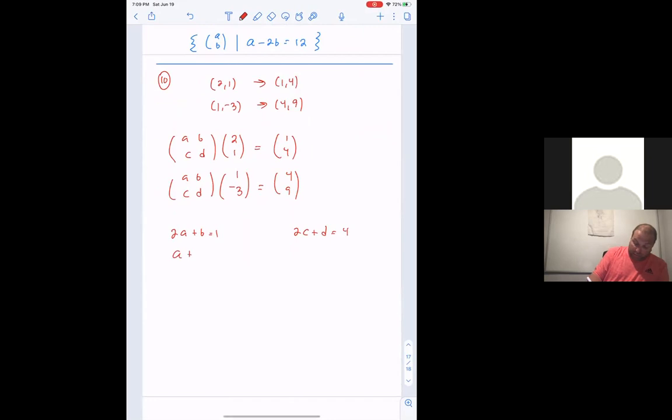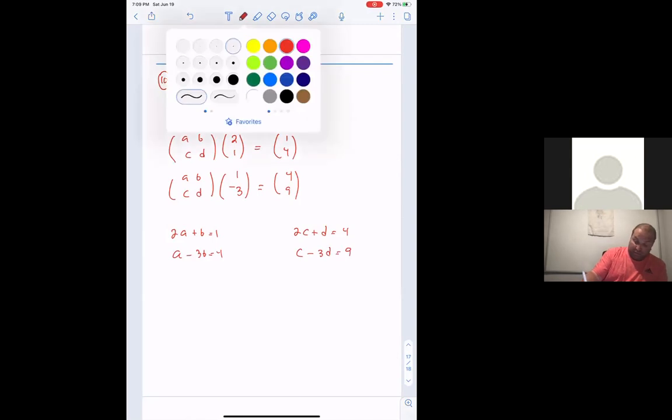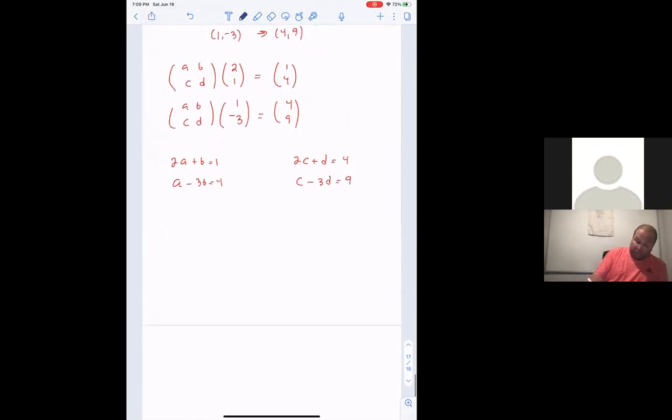Second one, A minus 3B is equal to 4, C minus 3D is equal to 9. How do I solve these? Well, the same way we did it before. Let's keep the first rows the same. So the first row is the same. Let's multiply the second row by 2.